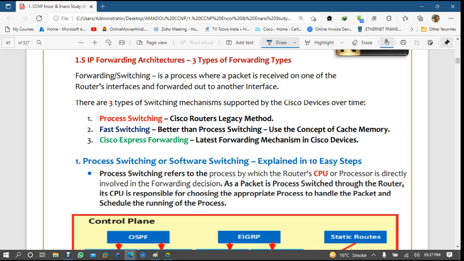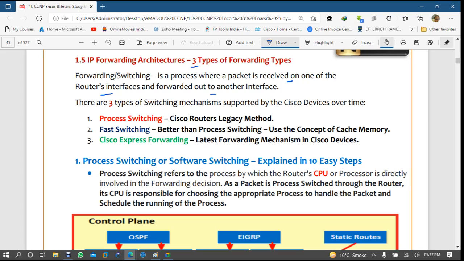Cisco devices, normally Cisco devices use three types of forwarding architecture. So what is forwarding? Forwarding or switching is the same thing. See, routers do forwarding and switches do switching. So forwarding or switching is the process where the packet is received on the router interface and forwarded out from another interface, right?